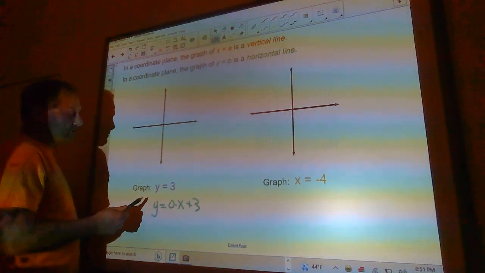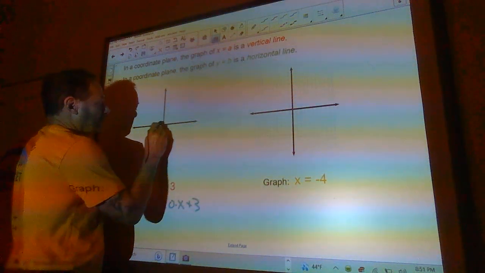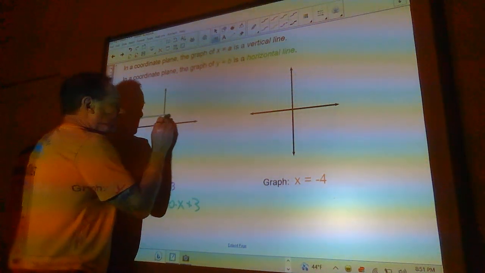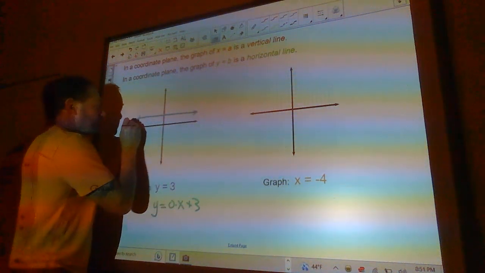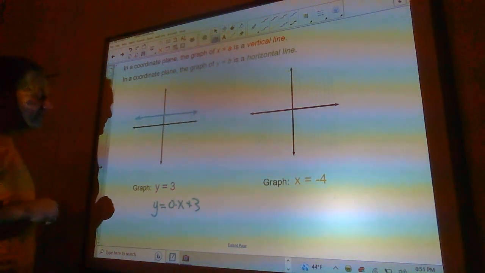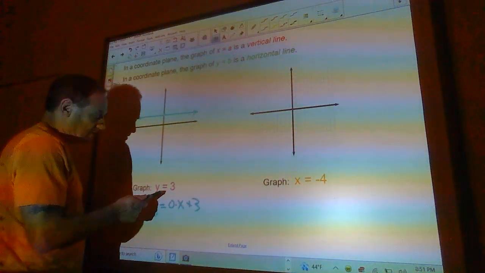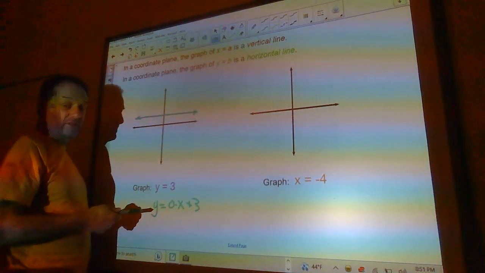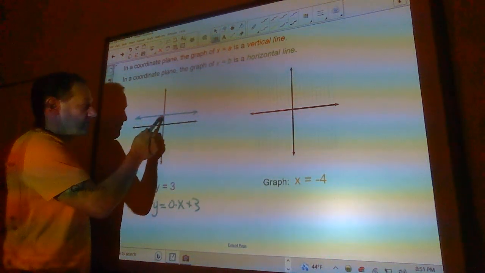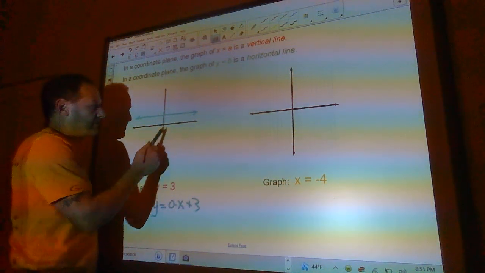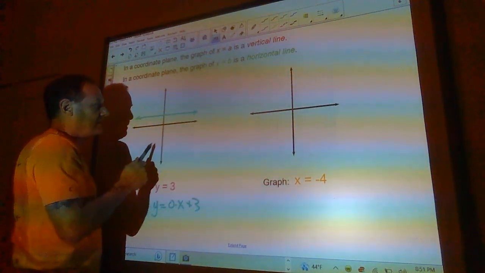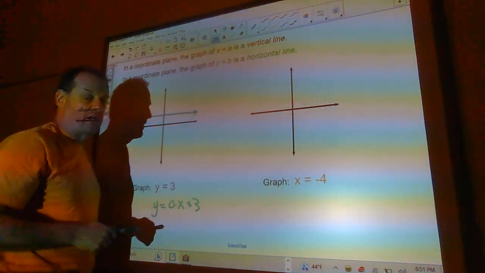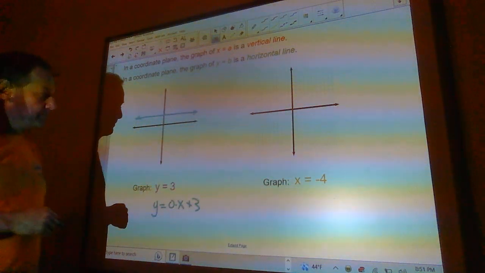So my y-intercept would be 3: 1, 2, 3. And my slope would be 0. I'm just going to get a horizontal line. The other way to think about this is that it tells me y is always 3. It doesn't matter what the x is. If the x is 0, y is 3. If the x is 1, y is 3. If the x is 10, y is 3. If the x is negative 4, y is 3. What does that form? That forms a horizontal line at 3.